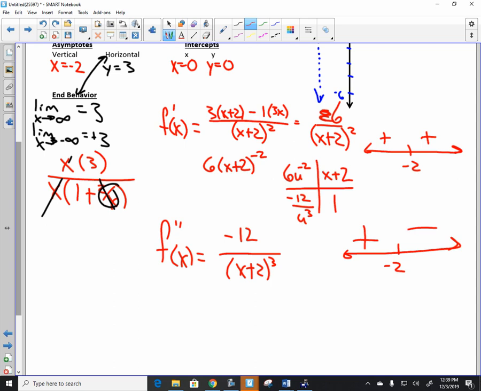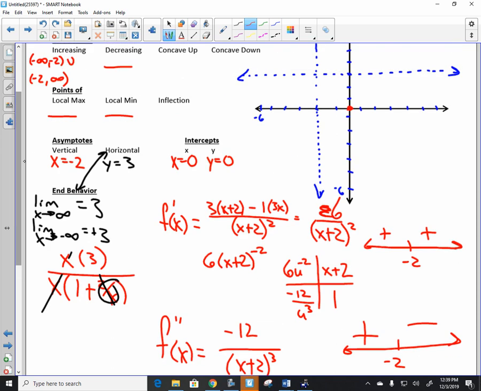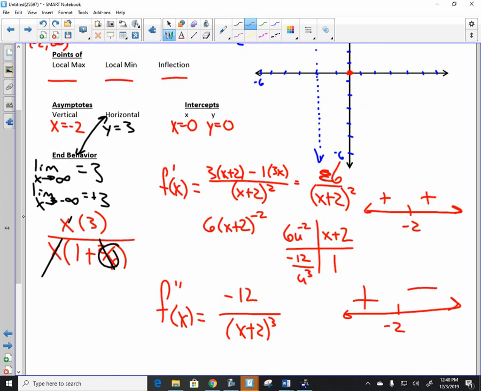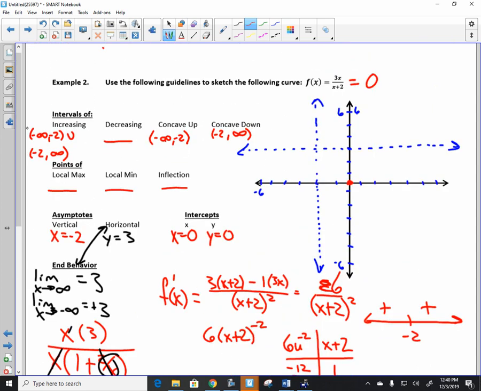So what that tells me is what? Concave up from? Concave up from -infinity to -2. Concave down from? -2 to infinity. It changes sign at -2, but is -2 part of the original domain? Therefore, you do not have a point of inflection. So this is all the work that confirms our shape. And so you can tell we don't have a lot of data points, but we do have these asymptotes.